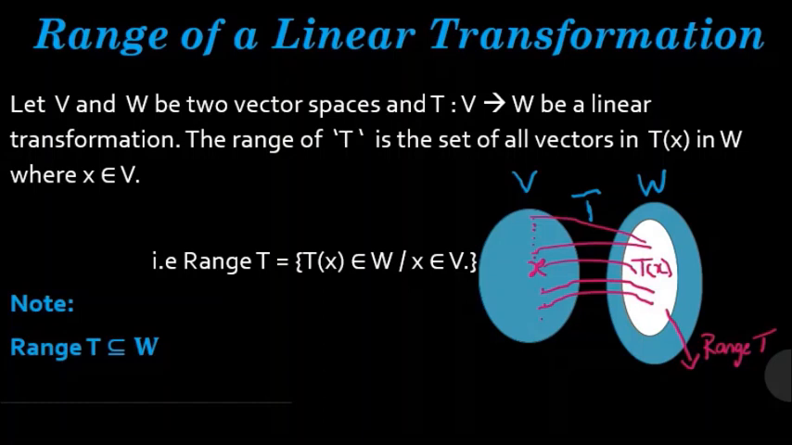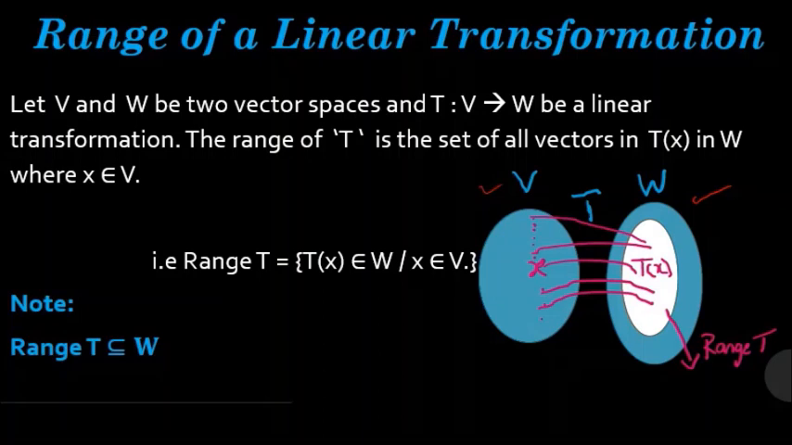The range of a function is nothing but the set of all the elements which are images of the elements of the domain. So that is the range. The same way it goes, because of course a linear transformation is also a mapping, is also a function. So let us look at its definition. Let V and W be two vector spaces like this I have taken here, and T from V to W be a linear transformation.